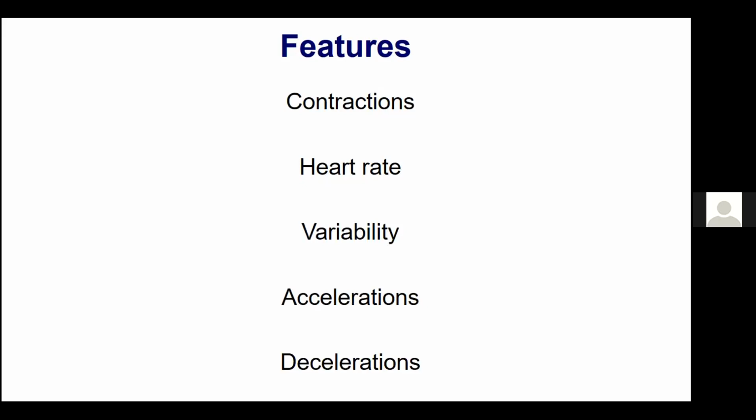Okay, so in terms of the features, the contractions are the most important, though they do not form part of the classification of the CTG in terms of the NICE guidelines. The contractions are often the insult that is going to result in the abnormalities that you will see on the CTG. So it's very important that you note what is happening to the contractions, and we'll talk about that. Then the features that form part of the classification are the heart rate, variability, accelerations and decelerations.